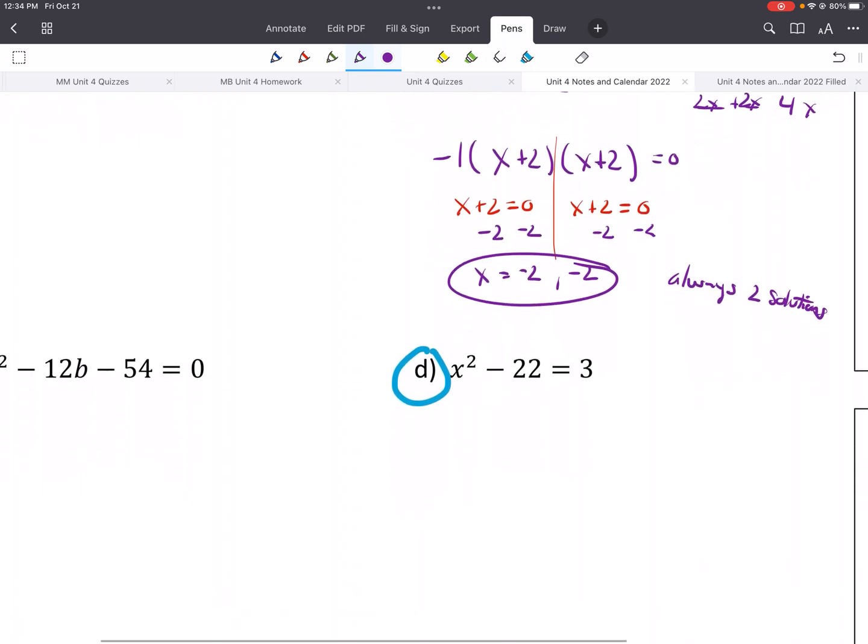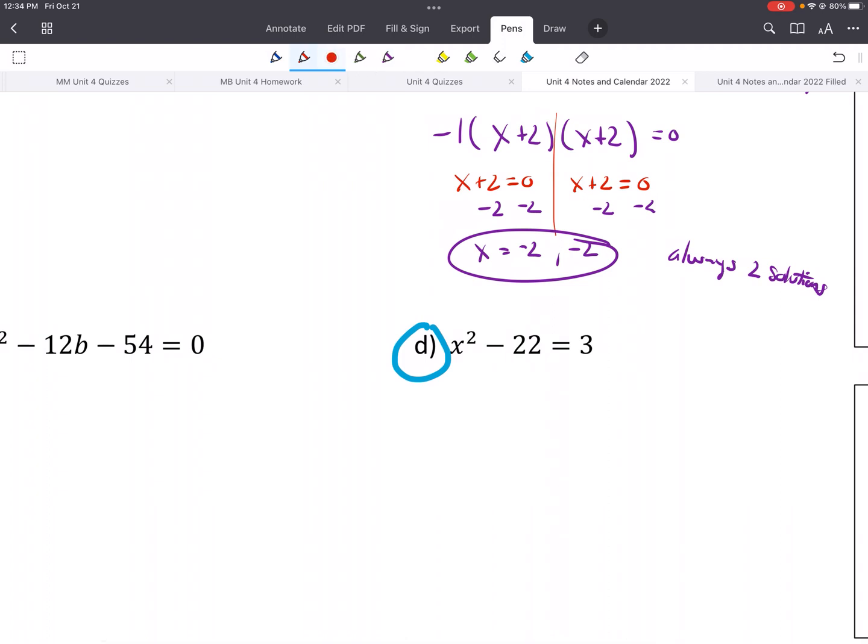So let's give D a try. Again, everything needs to be on one side. So we would need to subtract 3 from both sides. Okay, and then we could either use the difference of squares, or you could still do glasses. You just need to realize that it's x squared plus 0x minus 25. And you could do glasses. But since we learned about the difference of squares, here we're just going to write down our answers using the difference of squares. So square root gives us x plus 5 and x minus 5.